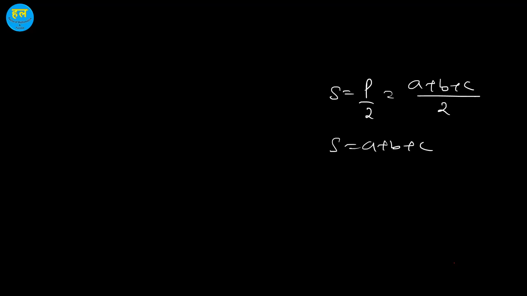Okay, and to find s, s is equal to the semi-perimeter of a triangle. So the perimeter of a triangle is a plus b plus c, and divide by 2. So s will be a plus b plus c, the sum of all the sides, divided by 2. This is our semi-perimeter of a triangle.